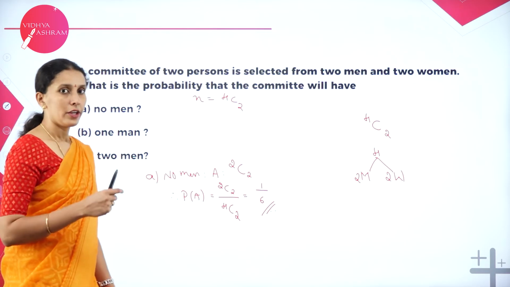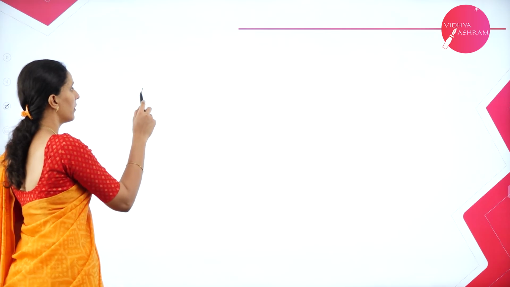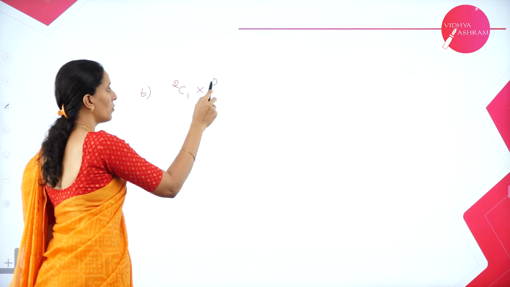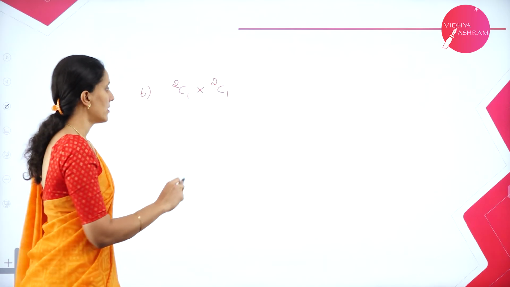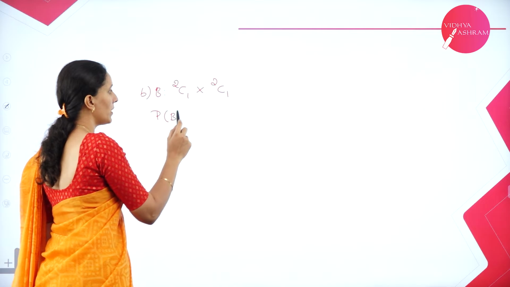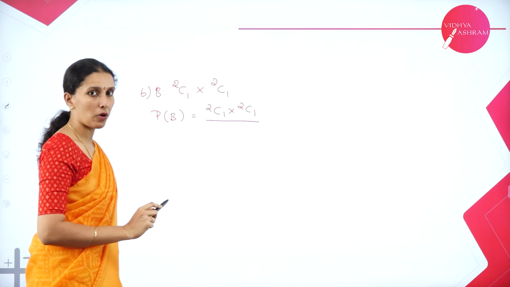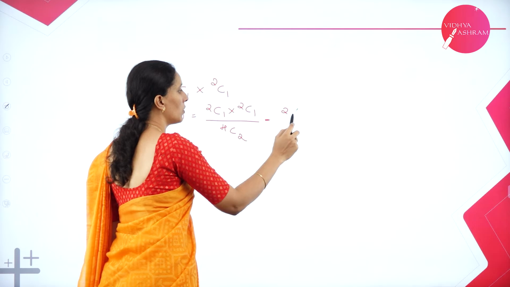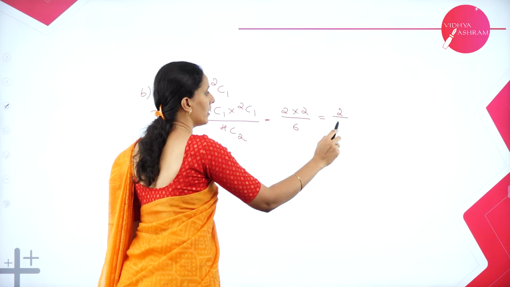Next is 1 man. If you select 1 man, the other one must be a woman. So we can choose out of 2 men, 1 man, and out of 2 women, 1 woman. So this is the selection of 1 man. If you take this as event B, then probability of B will be in the form 2C1 into 2C1 divided by the total number of ways, that is 4C2. Hence, the value is equal to 2 into 2 divided by 6. So it is 2 divided by 3.